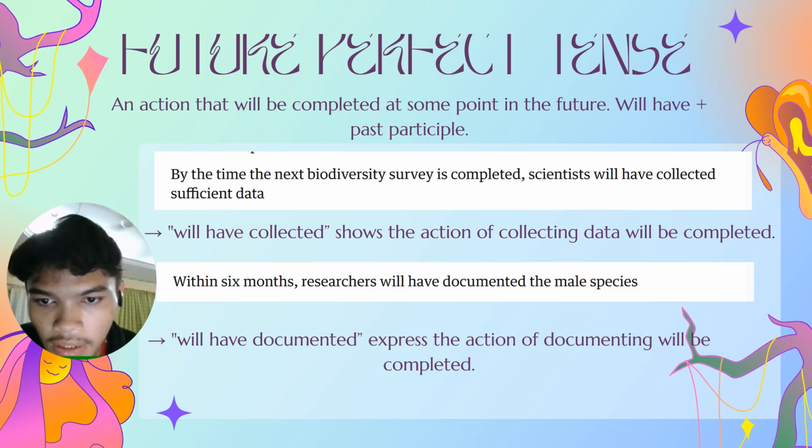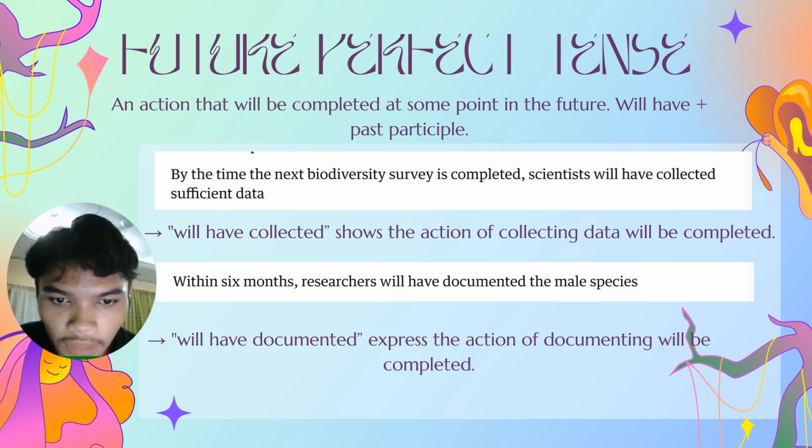The first one is: by the time the next biodiversity survey is completed, scientists will have collected sufficient data. Will have followed by a past participle, which is collected, shows the action of collecting data will be completed. Now, for the second example, within 6 months, researchers will have documented the male species. Now, will have followed by a past participle in this context, which is documented.